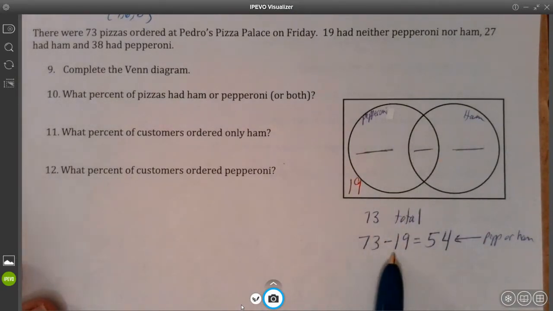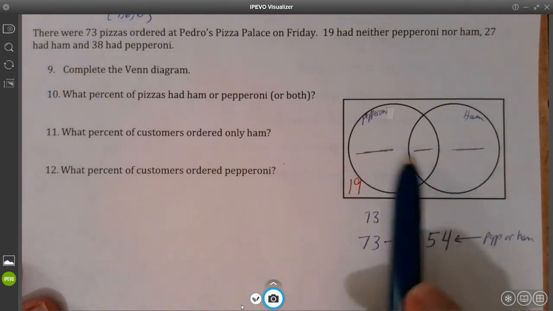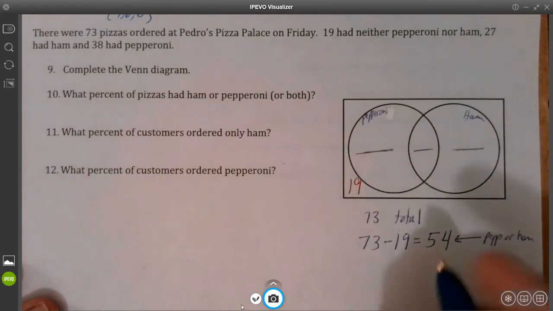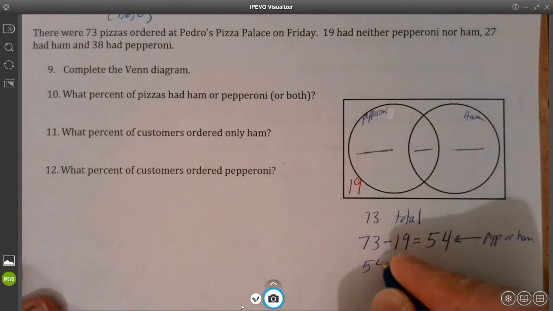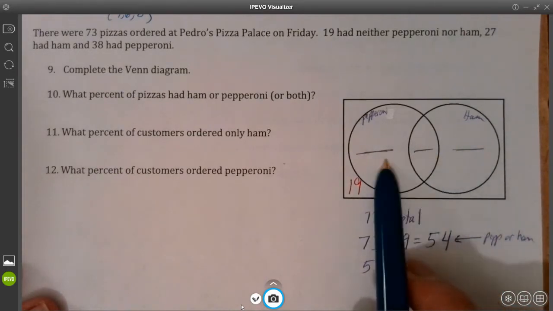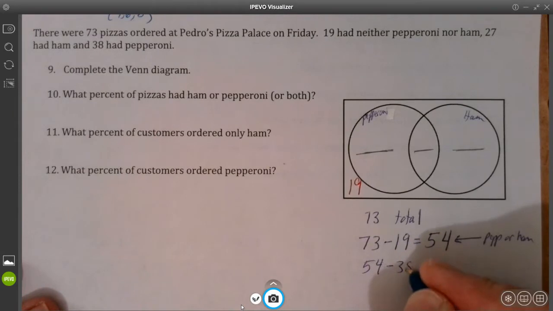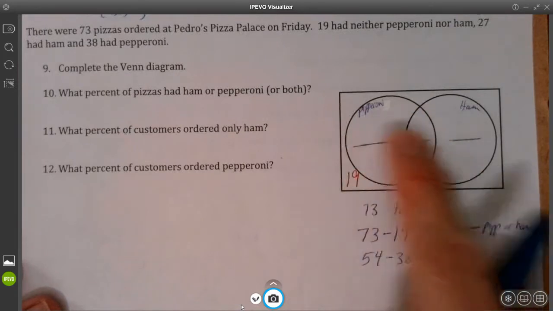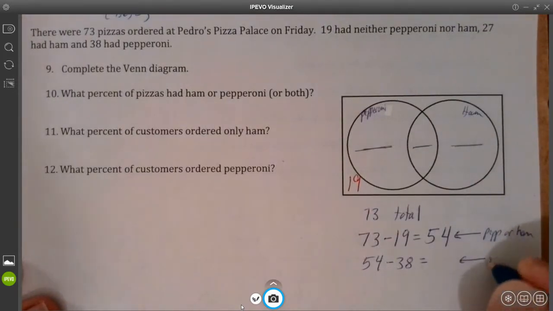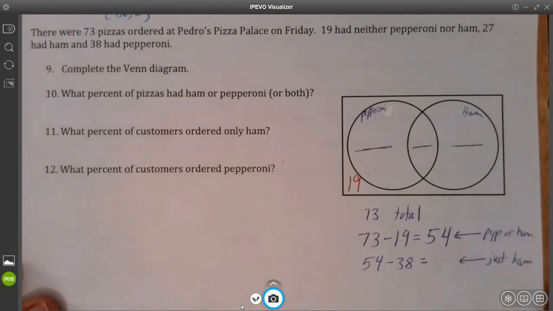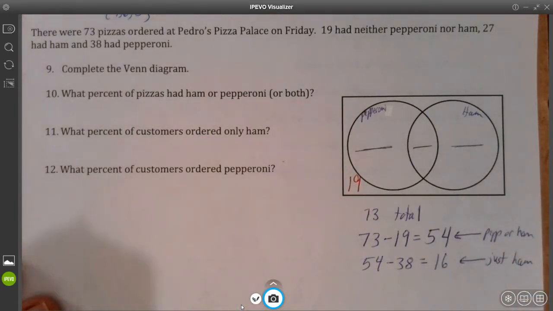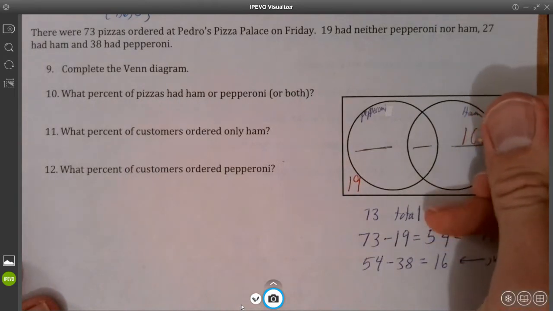73 total. We subtract away the 19 that had neither, and that's going to give us the other. Right. And so then pepperoni is 38 here. And if I take the 54 that had any of these three numbers, and I subtract the 38 that had pepperoni, it's going to give me just ham. So whatever I'm about to get here is going to be just ham, no pepperoni. So 54 minus 38 is going to give me 16. 16 people had just ham.